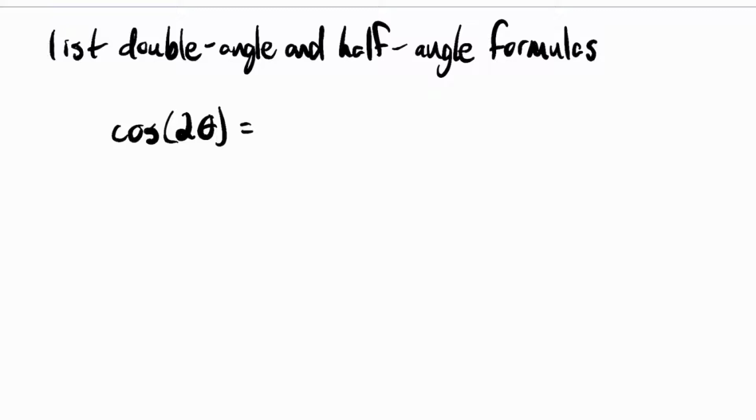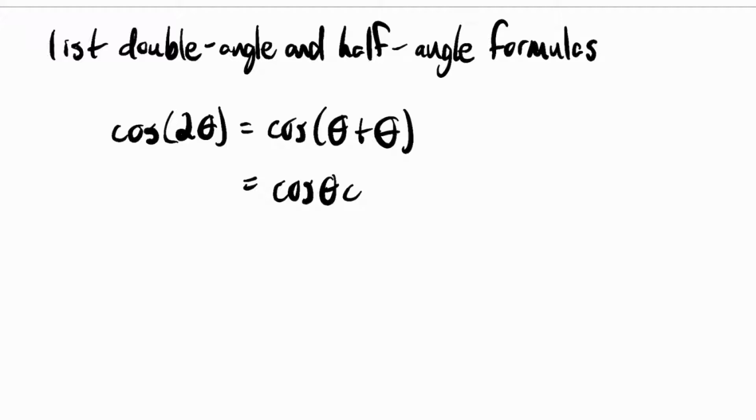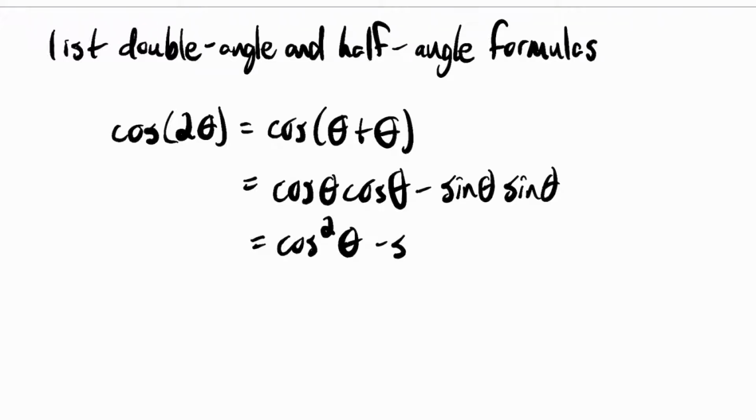This is not very hard, because I can write this as cosine of theta plus theta. Of course, 2 times something means you have 2 of them, right? 2 times x is x plus x. So now I can use the sum angle formula for cosine. Cosine of alpha plus beta is cosine alpha, cosine beta to start with, minus sine theta, sine theta. So that's the format of the sum angle formula for cosine. So I get cosine squared theta minus sine squared theta. Okay, so that's, I guess, the first of the double angle formulas for cosine.